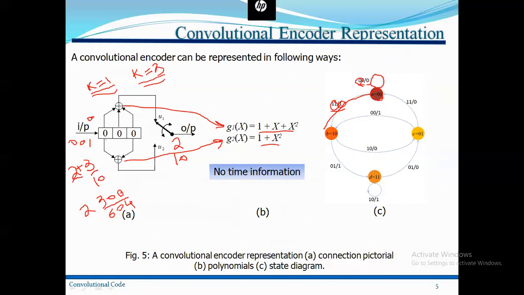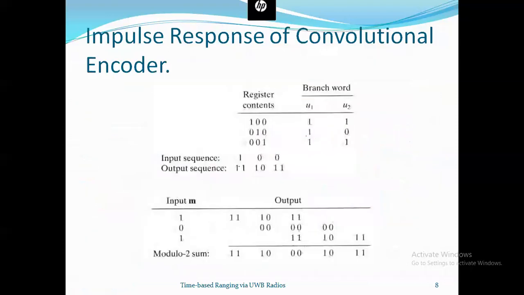So first the one moves here and we take the output. The output will be 11, and then we move to 010, and the output will be 10. Then 001, so we are moving the contents of the shift register: 100, 010, and 001. This is to find the impulse response of the convolution coding. The output will be 11, then 10, and then 11. So the input sequence 100 will be encoded as 11, 10, and 11.